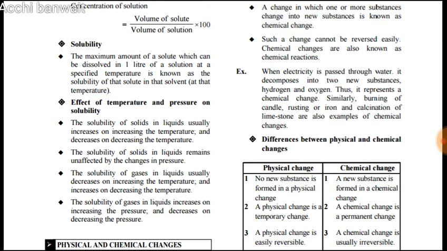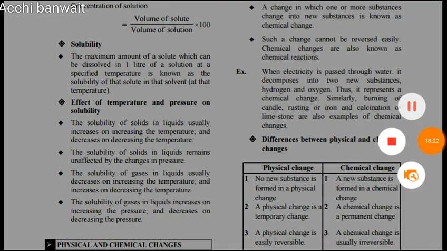First, the solubility of solids in liquid usually increases on increasing the temperature and decreases on decreasing the temperature. Second, the solubility of solids in liquid remains unaffected by changes in pressure. Third, the solubility of gases in liquid usually decreases on increasing the temperature and increases on decreasing the temperature. Fourth, the solubility of gases in liquids increases on increasing the pressure and decreases on decreasing the pressure.